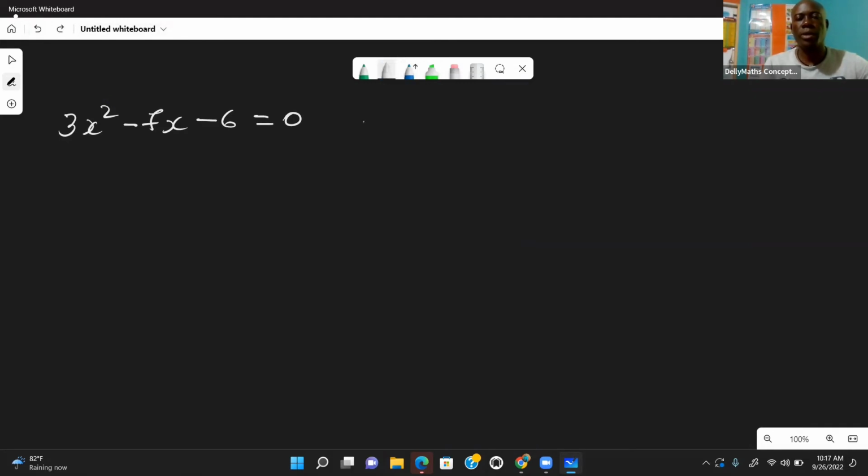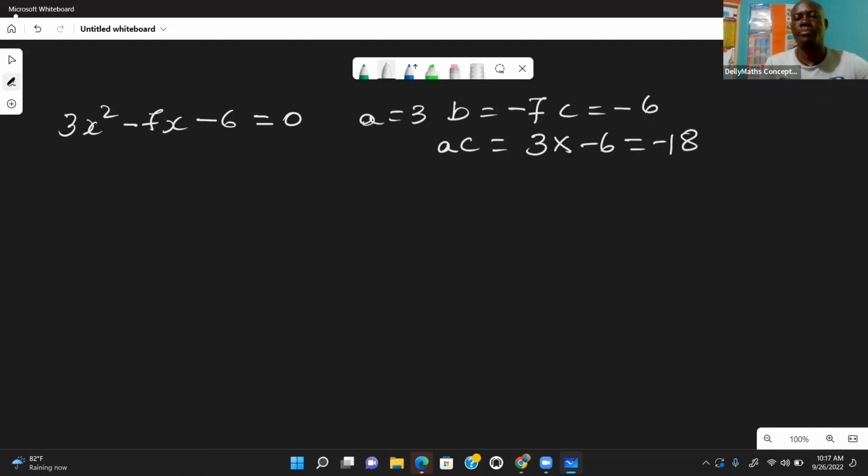So what we're going to do is to isolate our a, which is the coefficient of the square of x, is 3. b, the coefficient of x, is a negative 7. And c is the constant, which is negative 6. Let us find ac, and ac is 3 times negative 6, and this is negative 18.